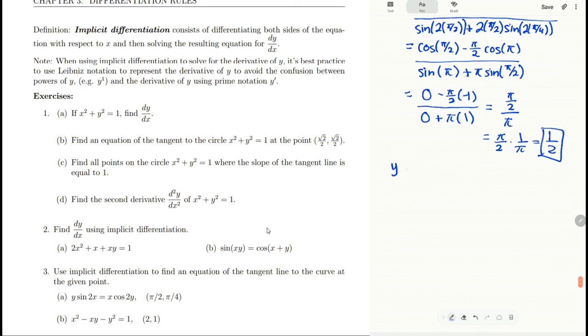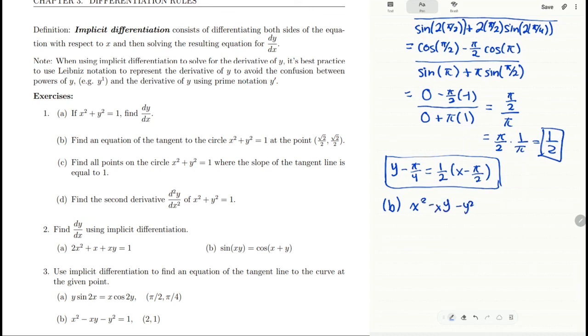So now we can write the equation. We have y minus pi over 4 is 1/2 times x minus pi over 2. And in the next example, we have x squared minus x times y minus y squared is equal to 1. And we want the equation of the tangent line at the point 2 comma 1.